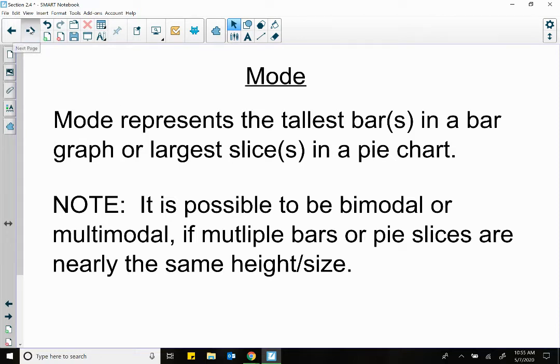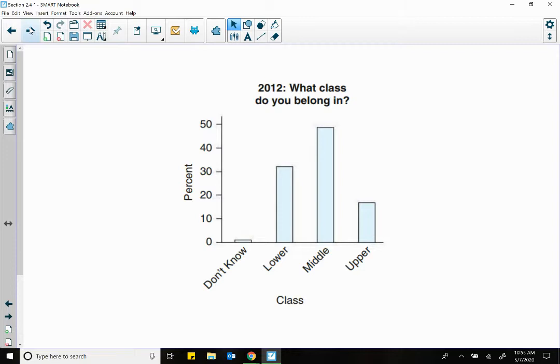Okay. So right here, we've got what class do you belong in? So class meaning, are you upper class, middle class, lower class? Don't know. In society. So they surveyed some people. I can't remember who they surveyed, but it doesn't really matter. But if we look at this, if we talk about the mode, what is the tallest bar? And that would be the middle class. So that's what they mean by the mode. Okay. Who's the tallest? Oh, middle class.